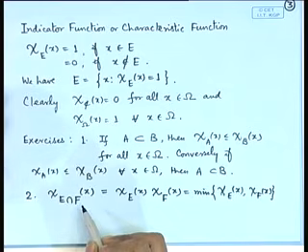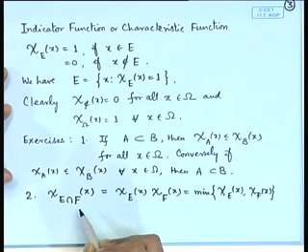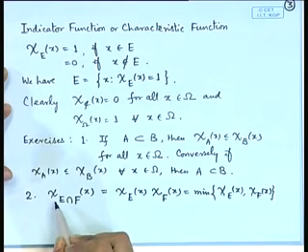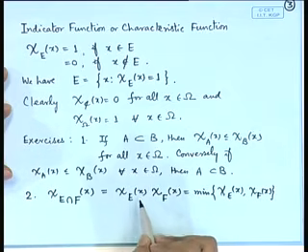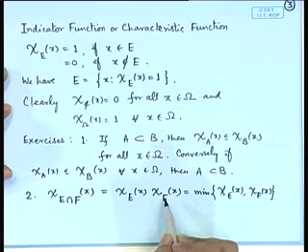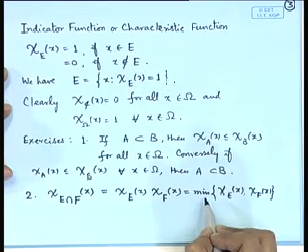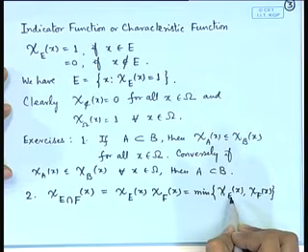We have certain elementary properties of the characteristic functions. For example, the characteristic function of an intersection is equal to the product of the characteristic functions of the two sets. It is also equal to the minimum of the indicator function values for those two sets.